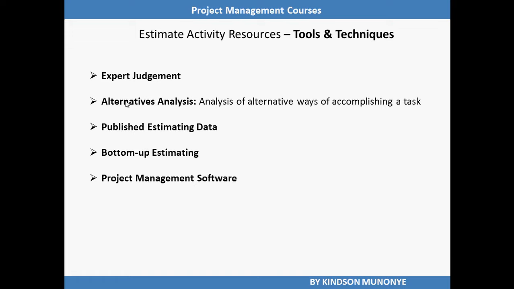Then we have bottom-up estimating. This is a method of estimating project resources, duration or cost by aggregating the estimate of the lower level components of the WBS. When an activity cannot be estimated with a reasonable degree of confidence, the work within the activity is decomposed into more detail.